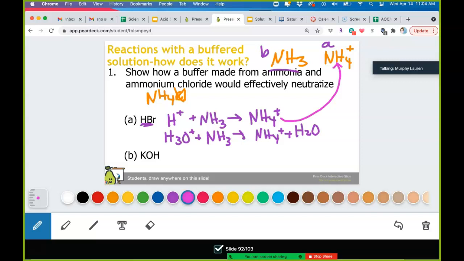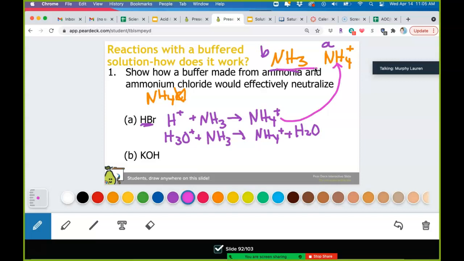That's why buffers are so great, because when you add a little bit of acid or a little bit of base, you make the other component of the buffer. So you can just go back and forth and back and forth. Now, obviously, if you add way too much concentration of something, the buffer will be wiped out. This can't last forever, but that's what happened right here.